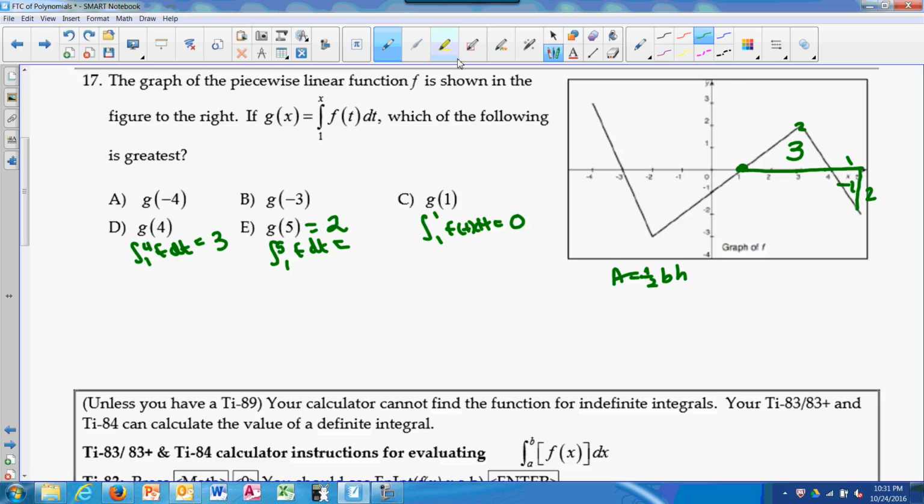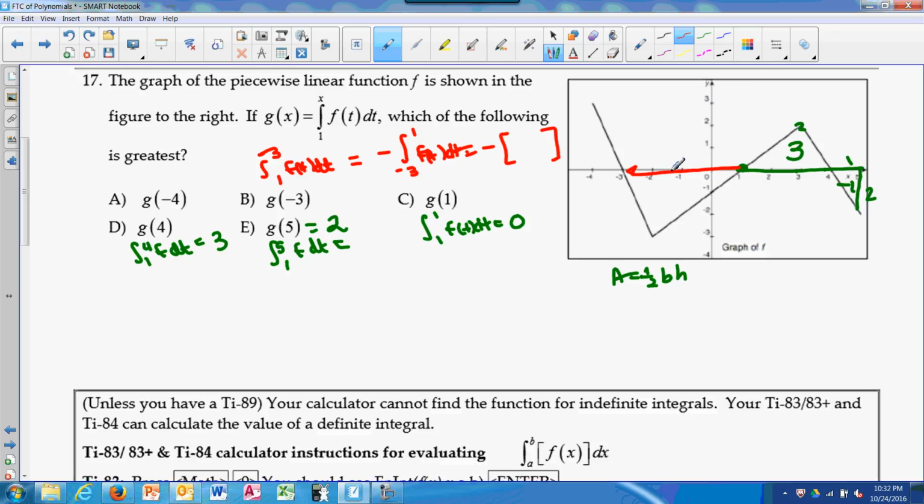Now, a little bit trickier. If I want to do the area from 1 to negative 3, that starts at 1 and goes to negative 3. I'm going backwards. My smaller number should be on the bottom. But I wasn't asked for that. I was asked for 1 to negative 3. That means in order to flip this over, I have to put a negative in front. So I want the opposite value of whatever this area is here.